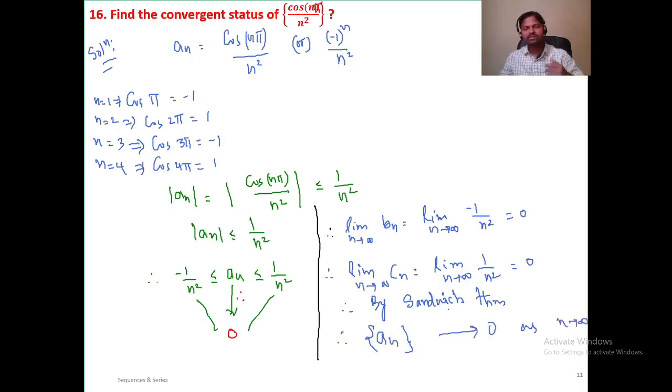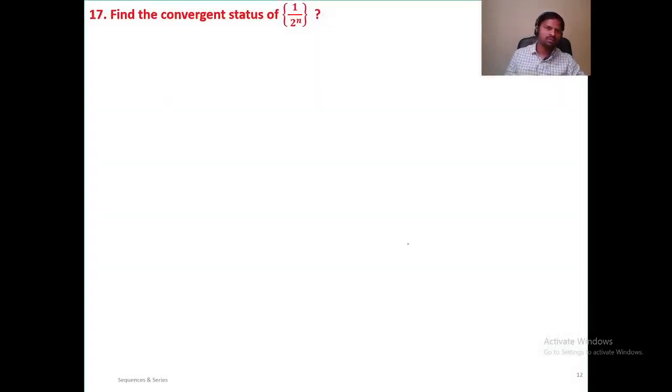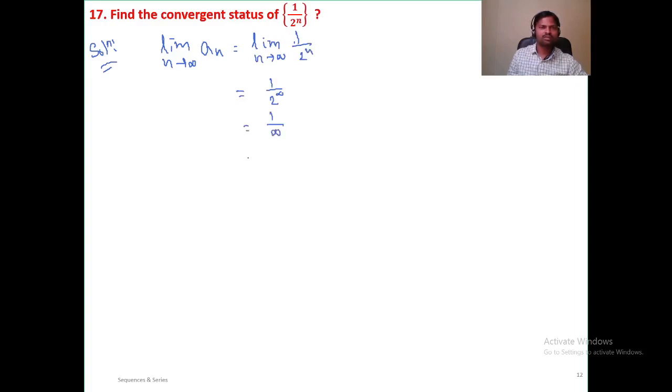Okay, so next one, same, by using the sandwich theorem. This problem I have already done by direct limit, so you can do this problem like this also. Directly apply the limit as n tends to infinity to the nth term, an. The limit of an is 1 by 2 raised to n. What is 1 by 2 to the power of infinity? It is nothing but 1 by infinity, which is 0. Therefore, the sequence converges to 0. This I have done already.